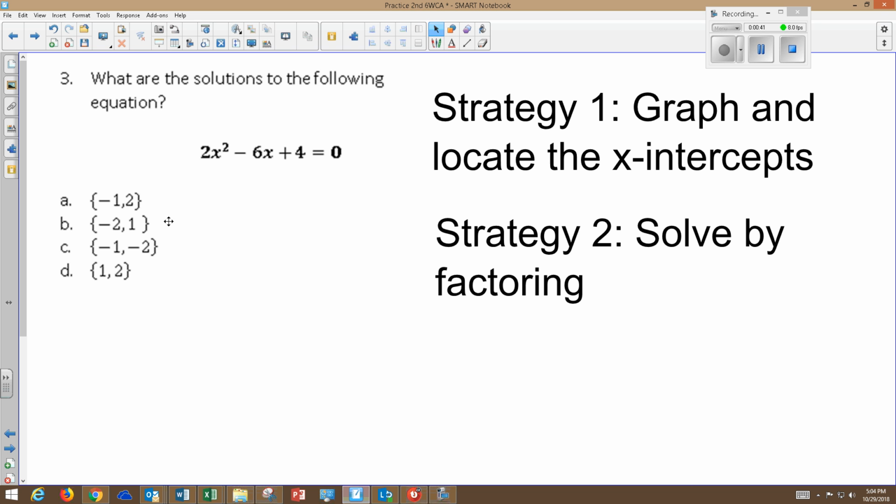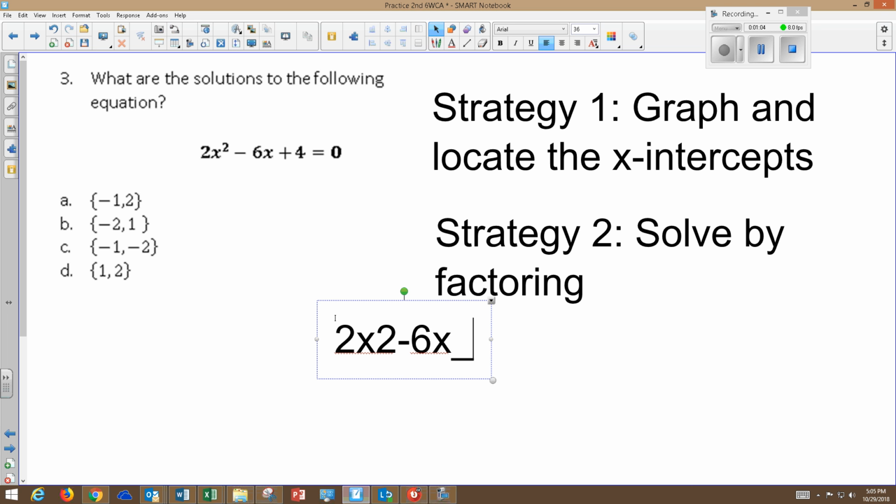We could have solved by factoring. And if I'm going to factor 2x squared minus 6x plus 4, I need to make sure that there are no numbers that are common to all three. And it looks like I need to first factor out a 2. So let's rewrite this: 2x squared minus 6x plus 4.